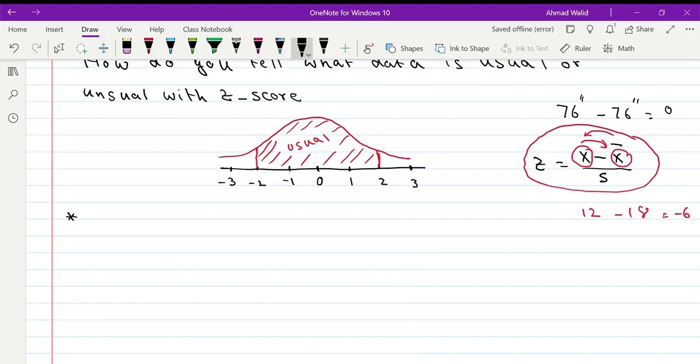We will do examples, but first some notes. A z-score between -2 and 2 is considered usual.